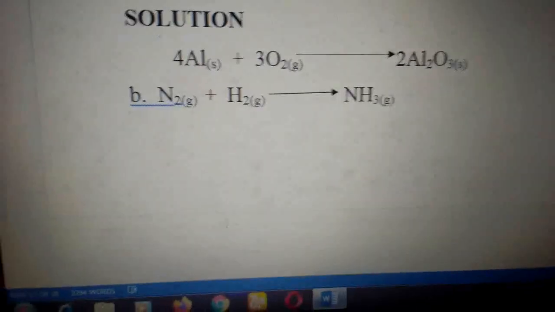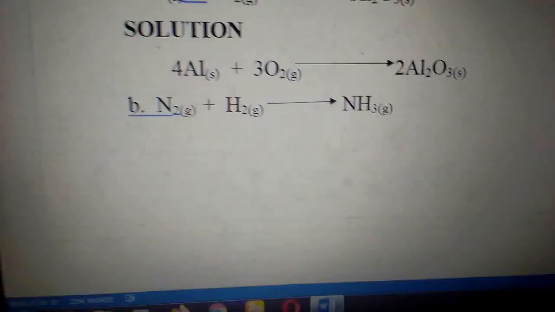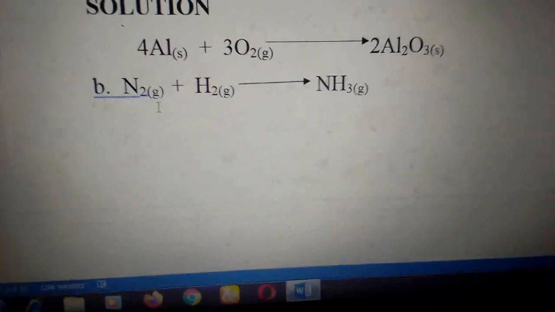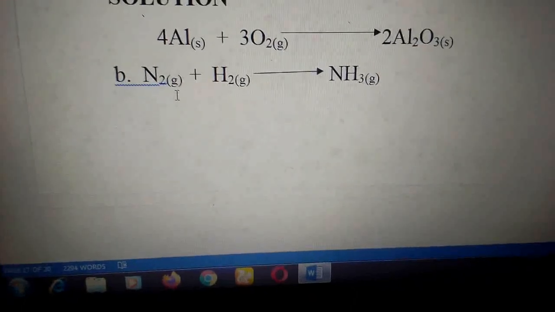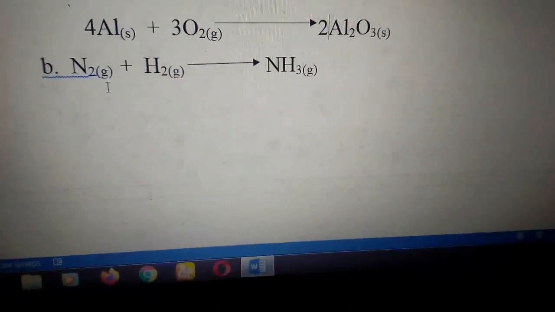Nitrogen plus hydrogen giving us ammonia. Is it a balanced equation? If you look at it, nitrogen is 2 on the left hand side and 1 on the right hand side. Hydrogen is 2 on the left hand side and 3 on the right hand side, so it's not balanced. We go to the solution.